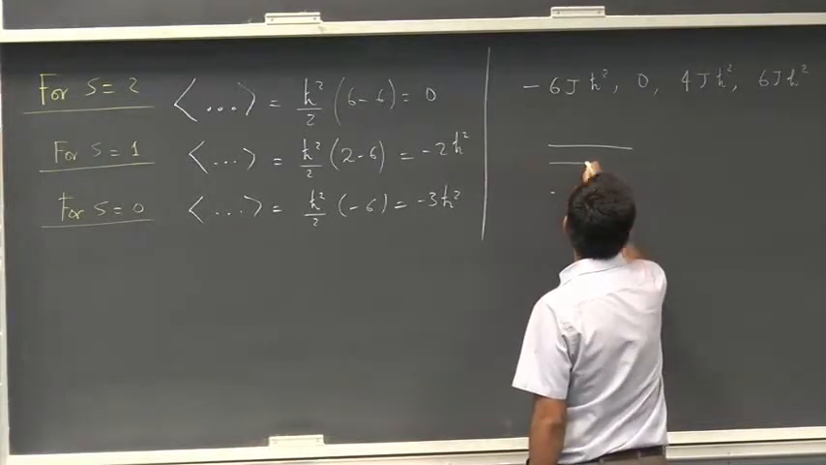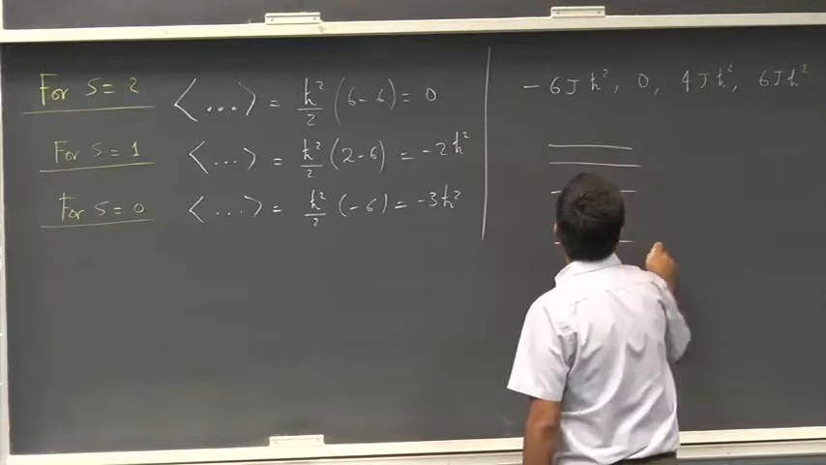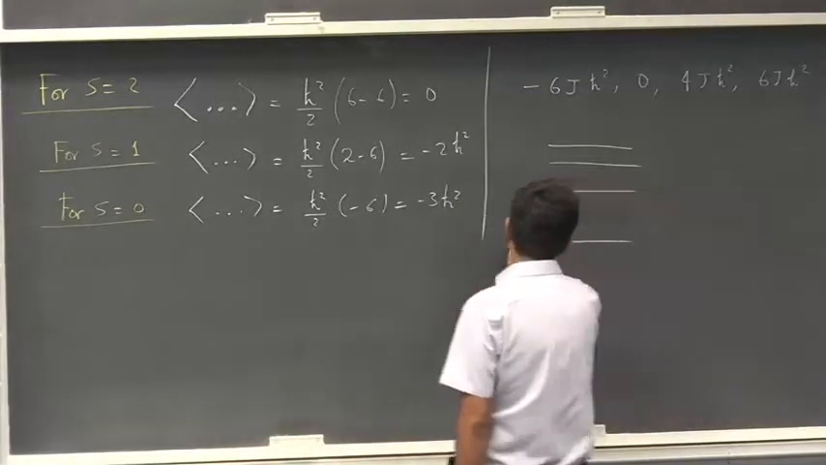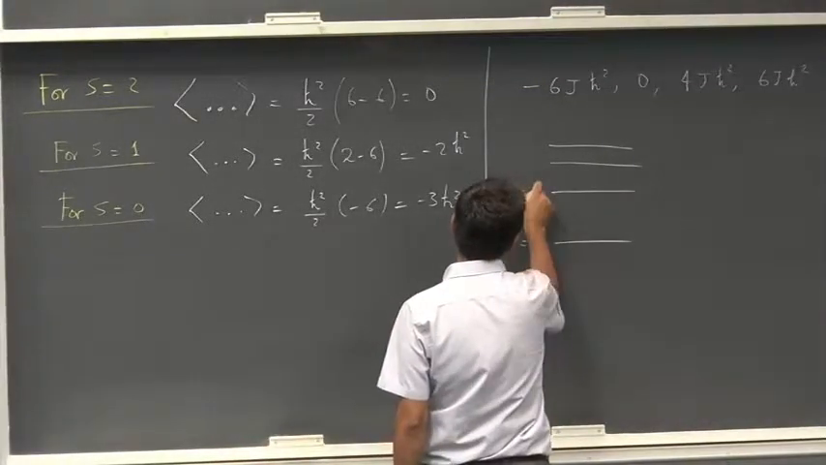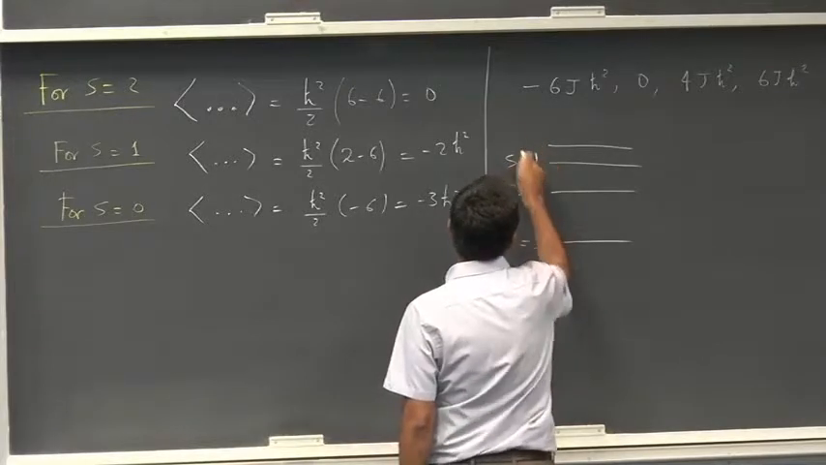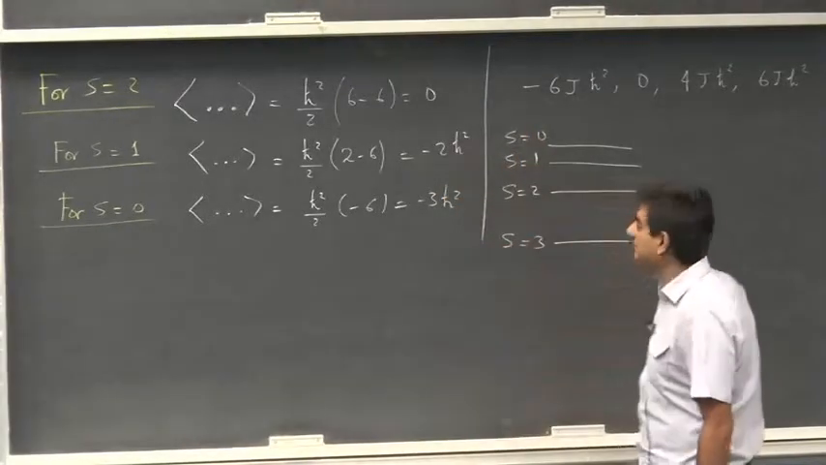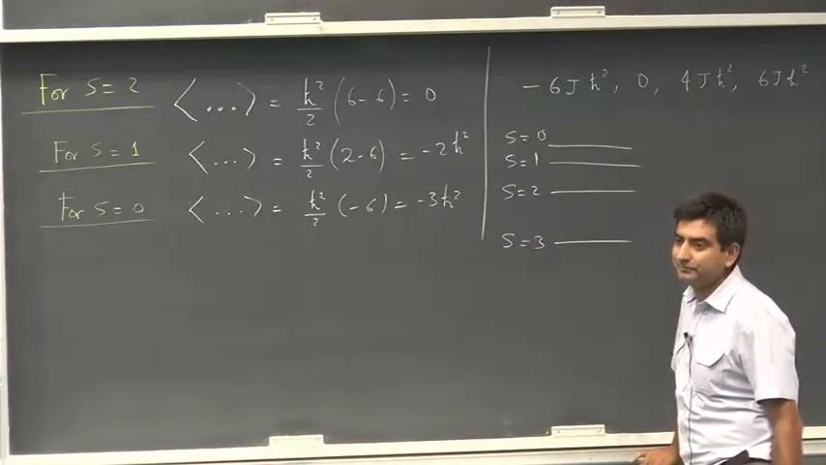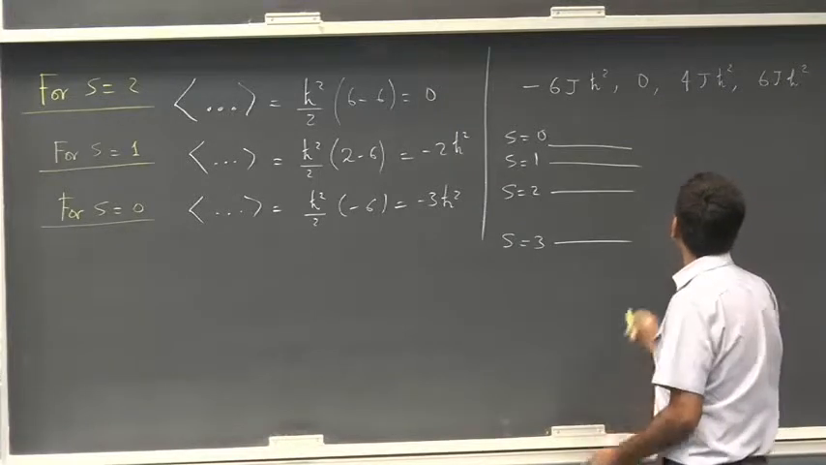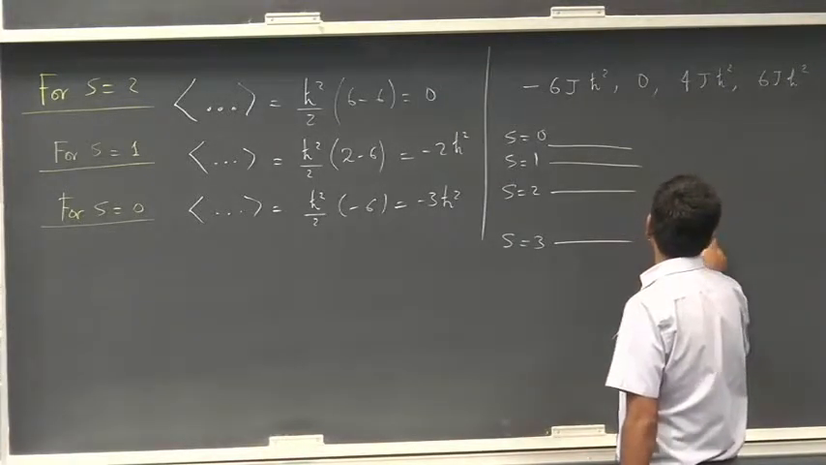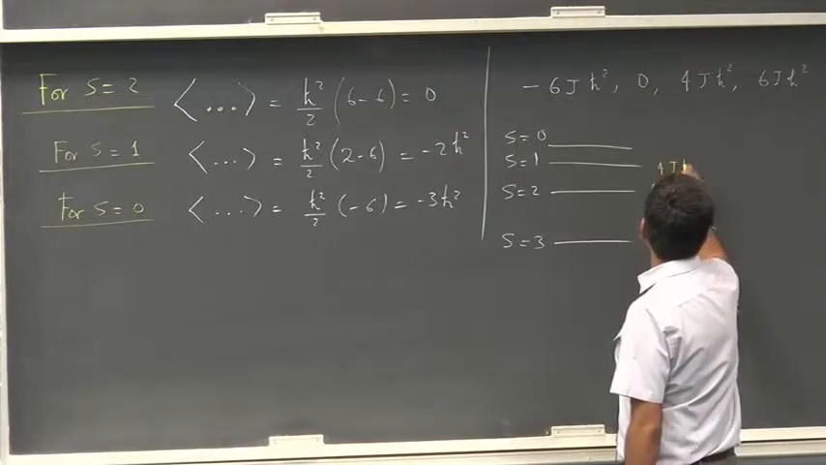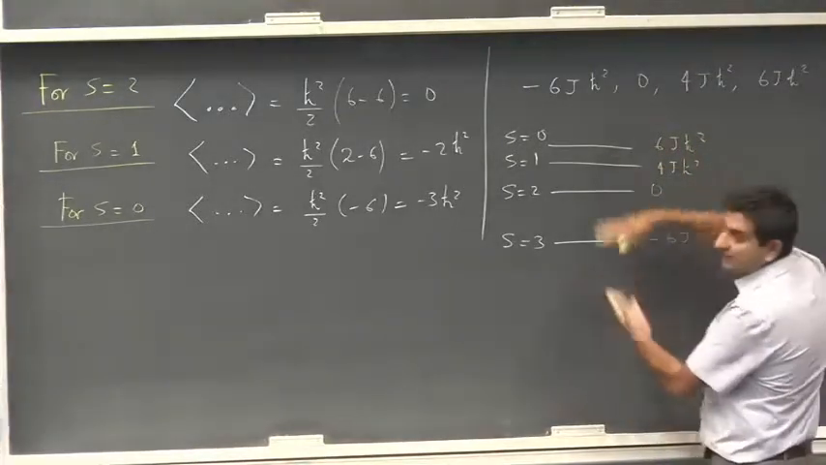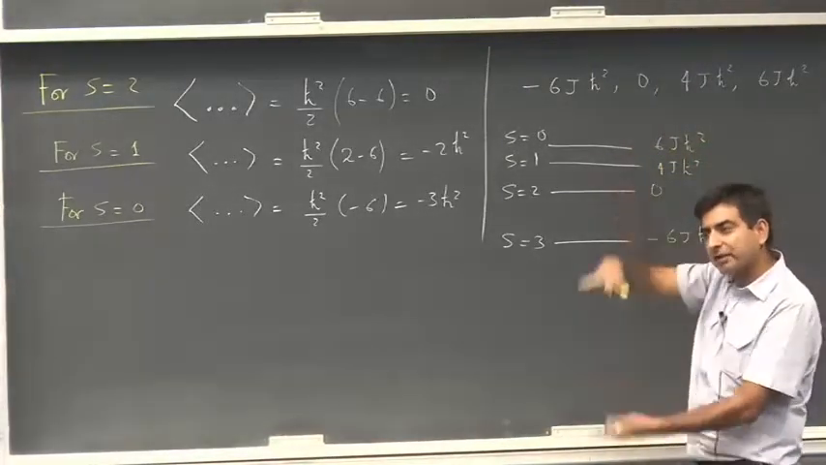You get 4 levels. This level has s equals 3, this level has s equals 2, this level s equals 1, this level s equals 0. And the energies are given by minus 6J ħ², 0, 4J ħ², and 6J ħ². So there is splitting between these levels. This is the exchange interaction at work.